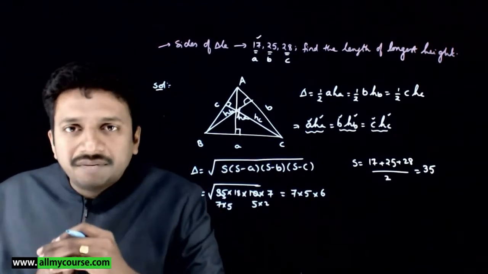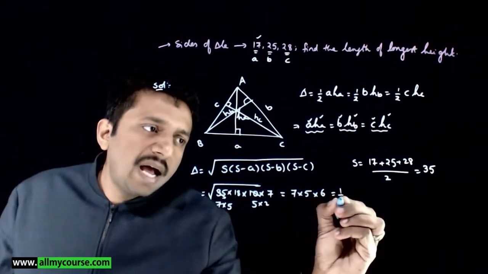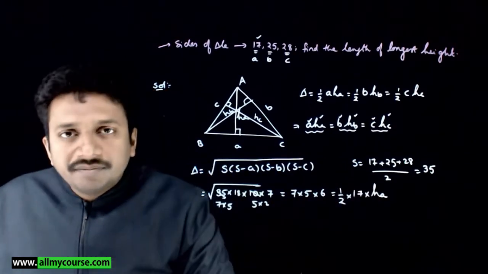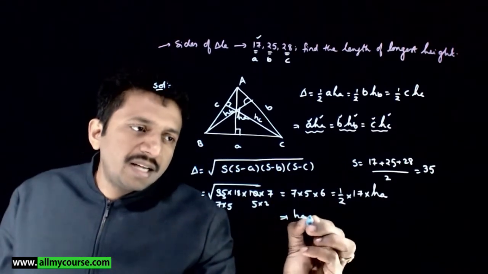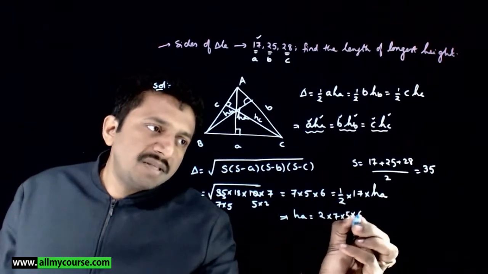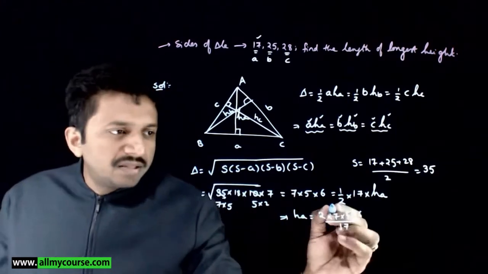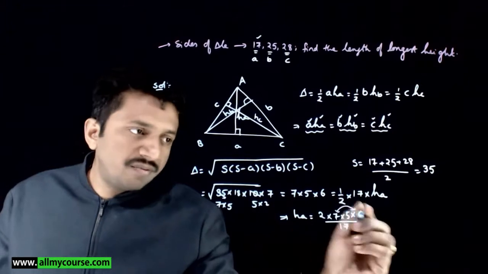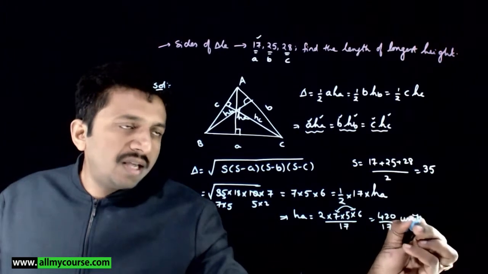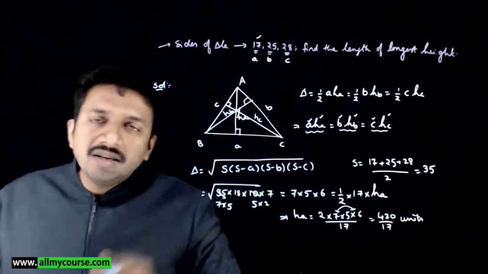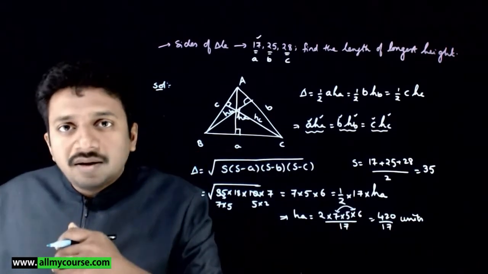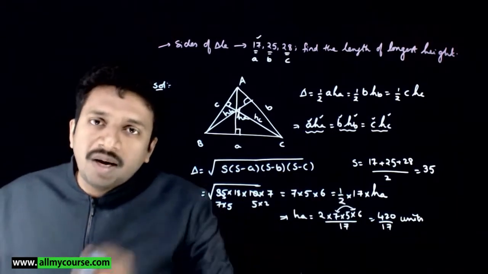I don't need to calculate it right now. And this has to be equal to half times a, which is 17, times the height corresponding to a. So that means the height corresponding to a is 2 times 7 times 5 times 6 by 17. So 7 times 6 is 42, into 10 is 420. So 420 by 17 units. Whatever are the units in which the sides are measured, in the same units you get the height of the triangle corresponding to the shortest side, which will be the longest height. So this will be the required answer.